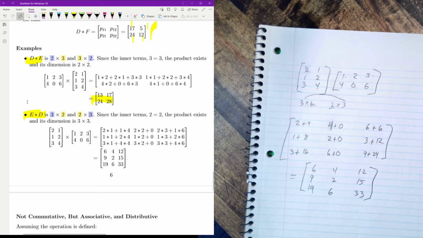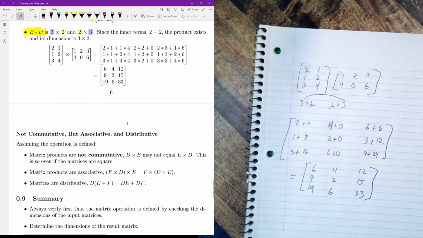We've only got a couple more comments, just a little bit more on this session. First of all, we have to assume that the operation is defined. We always check to make sure the operation is defined. But assuming that it is, matrix products are not commutative. As shown above, D times E does not equal E times D in this case. It is possible that they will. There are some matrices in which they do, but you cannot guarantee that.